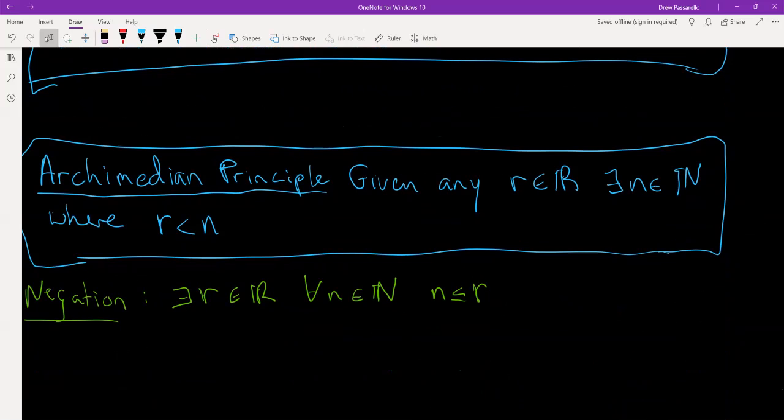So the Archimedean principle says: given any real number R, there exists a natural number N where that real number R is less than the natural number N. I wrote in green the negation of that statement. The negation is that there exists a real number R such that for all natural numbers N, we have N is less than or equal to R. That's going to be important because I'm going to do a proof by contradiction.